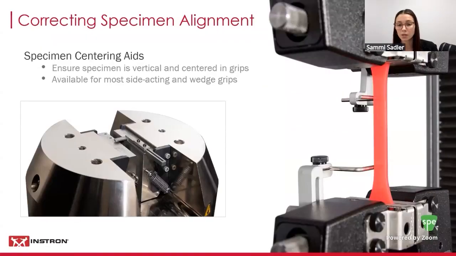The easiest way to align the material within the grips is simply to implement a specimen centering device. Here we can see that on a pneumatic side action grip, along with a hydraulic wedge grip. By attaching these to your grips, you can place the material within your grips at the same location every single time to decrease the variability within your testing data.